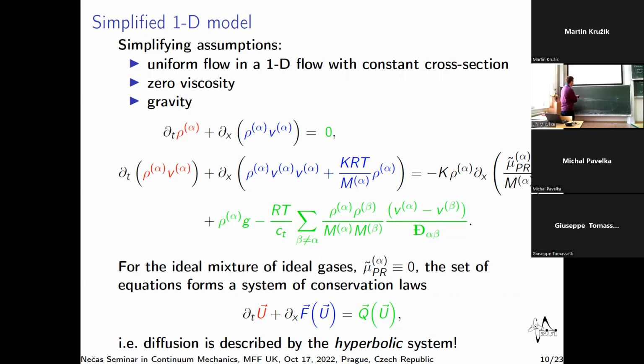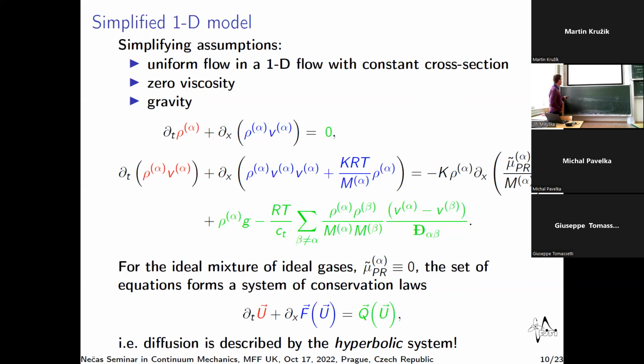So basically, I'm going to describe the diffusion by a first-order system of equations, which looks like a system of conservation laws. And I will show that this system, under some simplifying assumption, is hyperbolic rather than parabolic. So this may be a surprise for me.